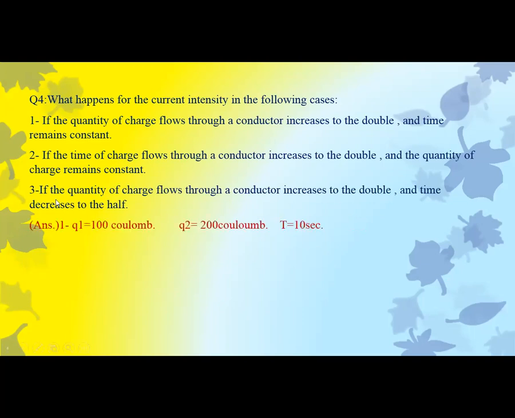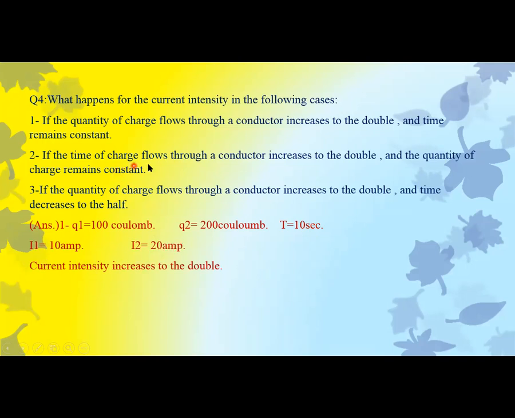Let's see. Number 1: quantity of charge doubles and the time is constant. Suppose I have Q1 of 100 coulomb, doubled to be Q2, in two different conditions, but the time is still constant. In the first case I have 100 coulomb and 10 seconds. It becomes double, so 200 coulomb and 10 seconds. In the first case the intensity is 100 divided by 10, which is 10 ampere. In the second case the intensity is 200 divided by 10, which is 20 ampere. So the intensity is doubled: the current intensity increases to double, from 10 to 20.